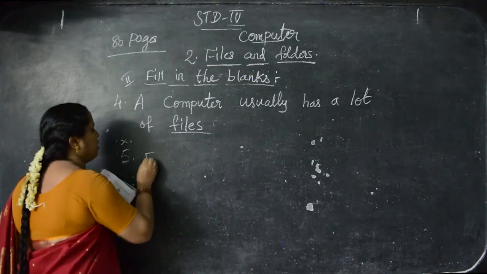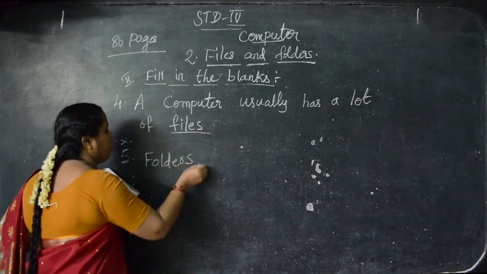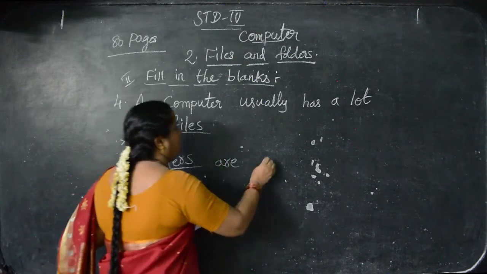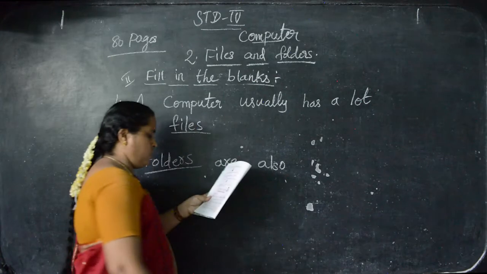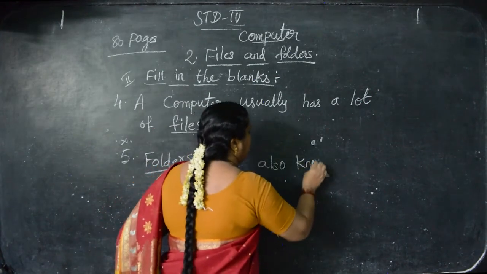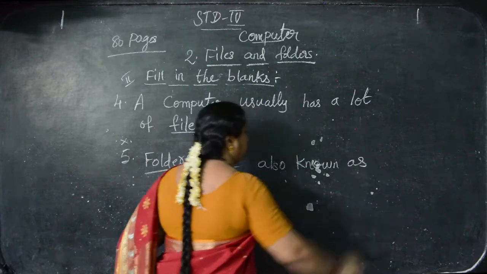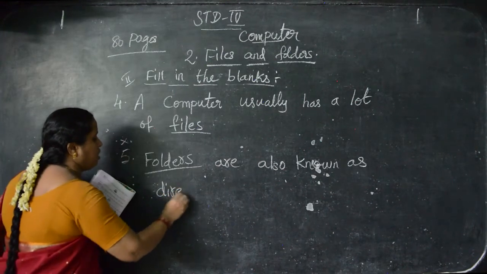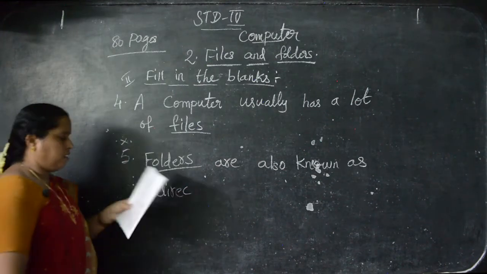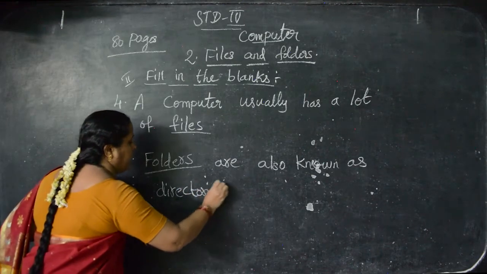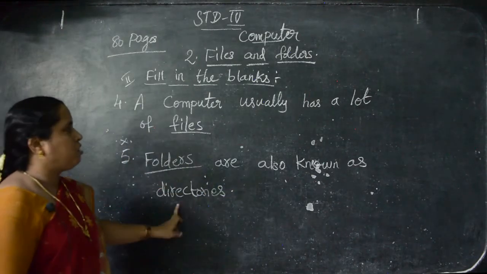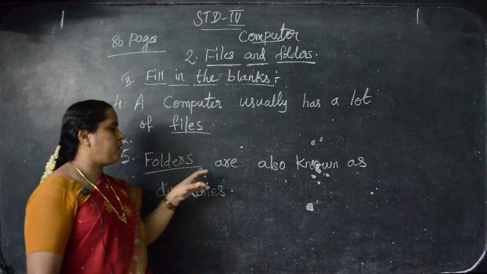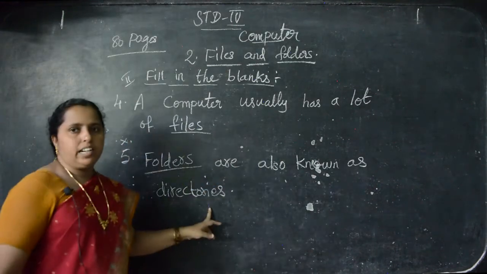Dash, folders, F-O-L-D-E-R-S, folders, are also, A-L-S-O, also known, K-N-O-W-N, as directories, D-I-R-E-C-T-O-R-I-E-S, directories. Dash are also known as directories. For that what answer? Folders. F-O-L-D-E-R-S. Folders are also known as directories.